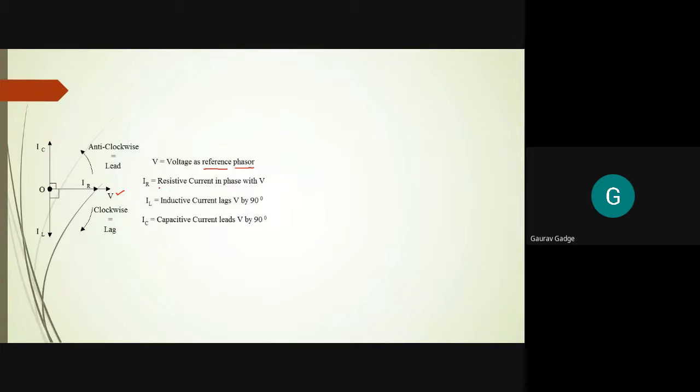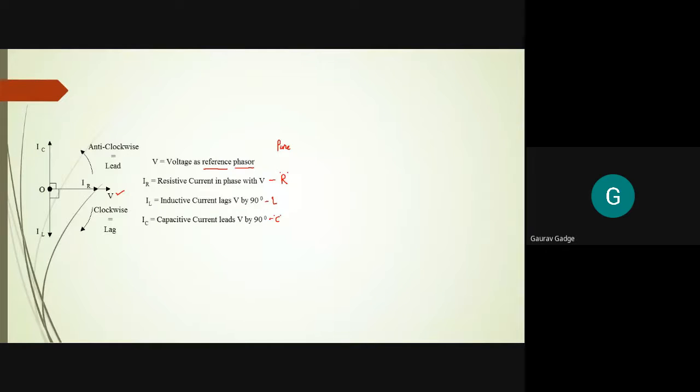Then the resistive current, I now call that current the resistive current. The resistive current is in phase with voltage. For which type of load is it applicable? It is for the pure resistive type of load. For the pure inductive type of load, current lags voltage by an angle of 90 degrees, and for pure capacitive loads, the current leads voltage by an angle of 90 degrees.